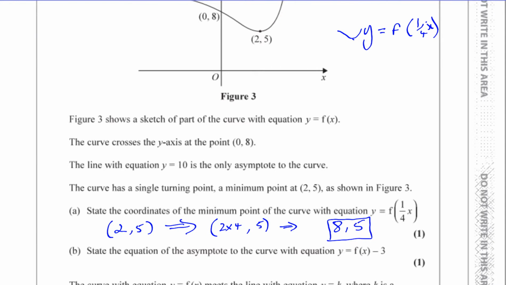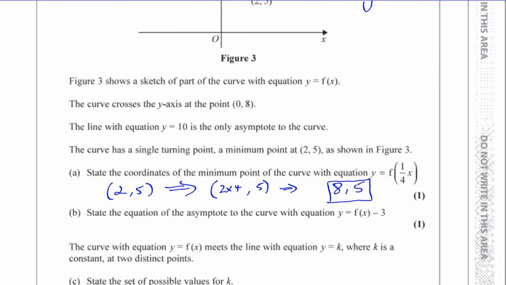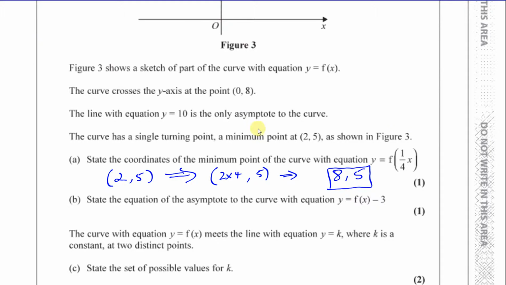So that's what happens with transformations which are inside the function. This is called a horizontal stretch of factor 4. It's the reciprocal of the number that's multiplying the x inside the function.